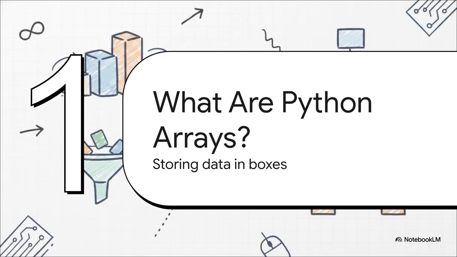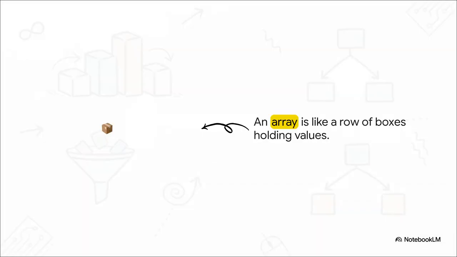All right, part one. What are Python arrays? Storing your data in boxes. To actually start organizing data, we first have to understand exactly how Python stores it. The easiest way to think about this, simply imagine an array, which Python calls a list, as a physical row of cardboard boxes. Every single piece of data you have gets placed into one of these boxes in a neat little row. So if you've got the numbers 3, 7, 1, 9, and 4, they are literally sitting side by side in these connected containers.